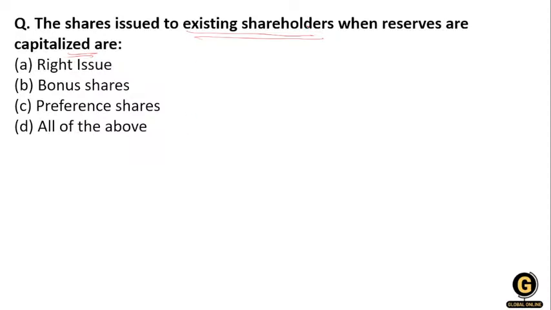When a company has a reserve and wants to capitalize it, it issues shares only to the existing shareholders as bonus shares. So the bonus share is issued by the company to the existing shareholders out of the profit, or you can say from the available reserve and surplus. So option B is correct.